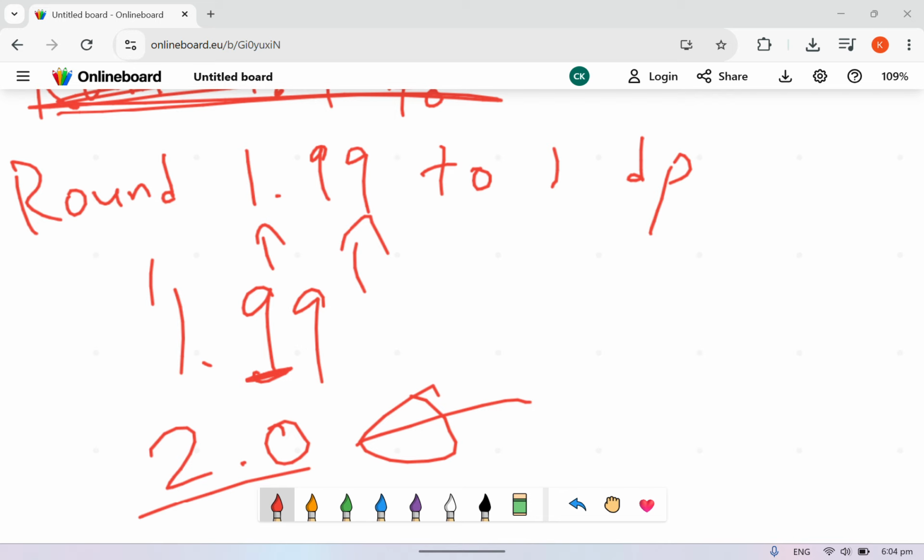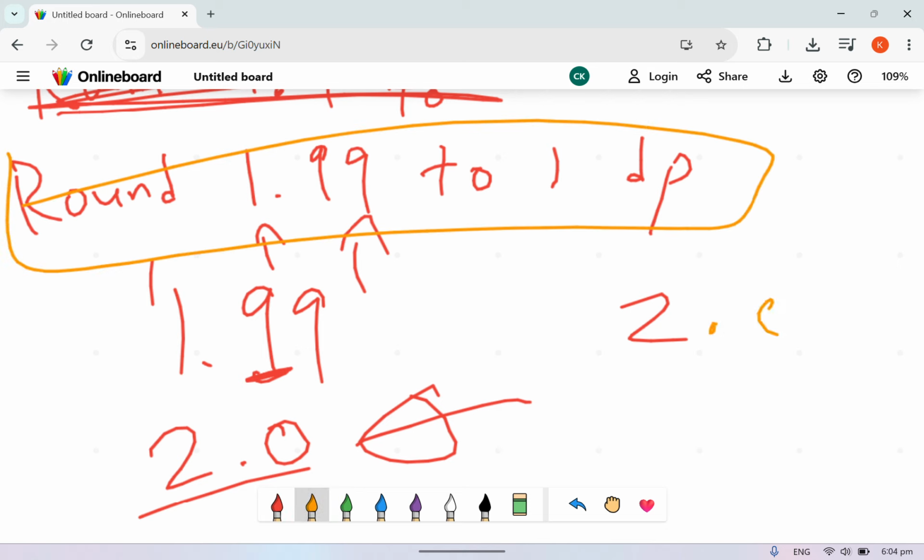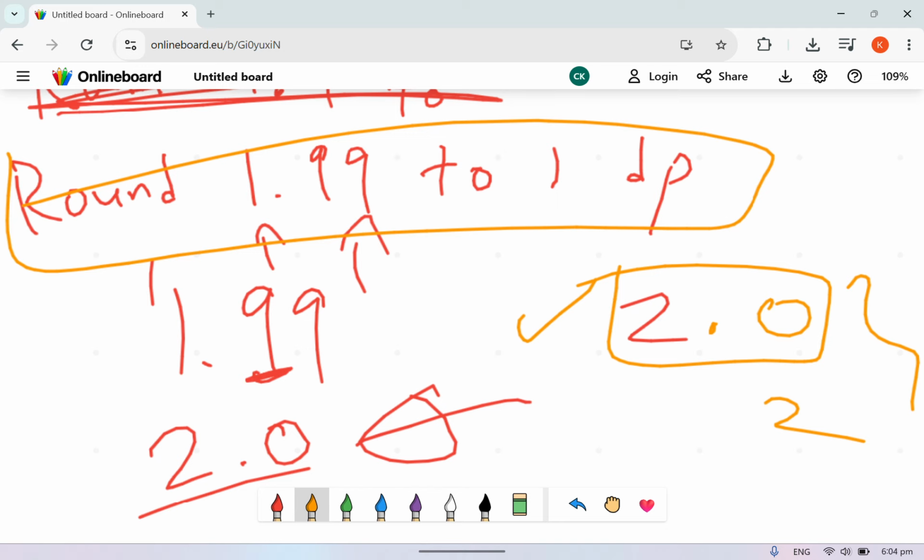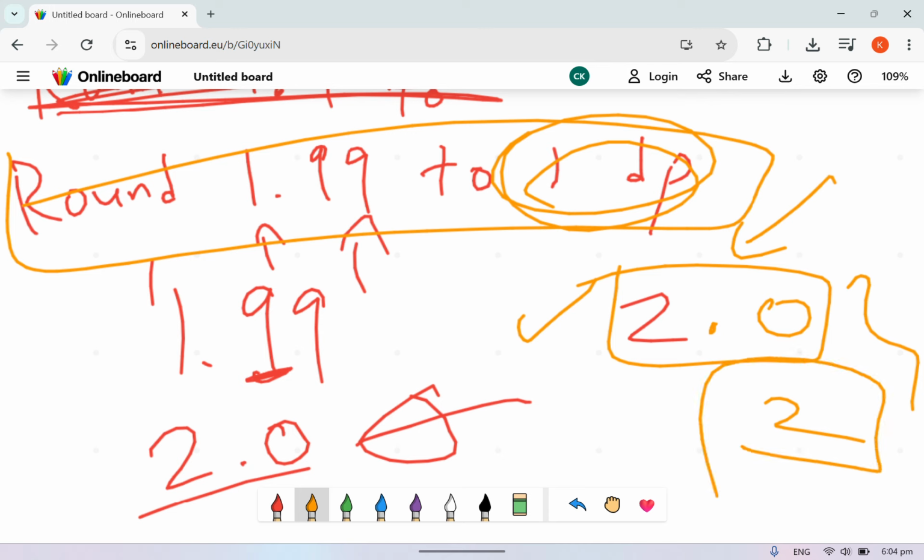Now, can you express your answer as 2? If I have this question, will your answer be 2.0 or will your answer be 2? You may say they are the same thing, but 2.0 is actually the correct answer. Why? Because they say 1 dp, exactly 1 dp, so you must follow their rules. Although 2 is actually the simplified form, you cannot do that. So, you see why these zeros matter so much, because it really determines the accuracy.